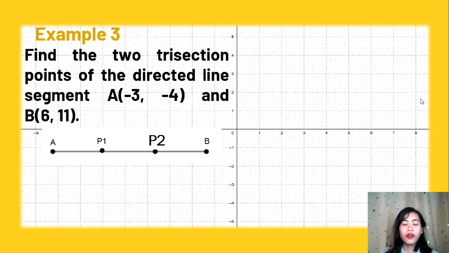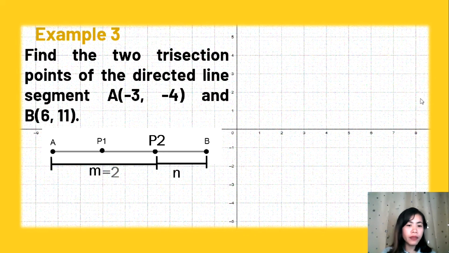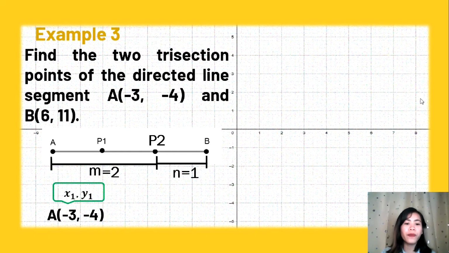Next, coordinates naman ni P sub 2. So, this time, our M part will be from A to P sub 2. And for N part, from P sub 2 to B. So, our M this time is 2 and our N is 1. Same points tayo. And we will be using the same formula.